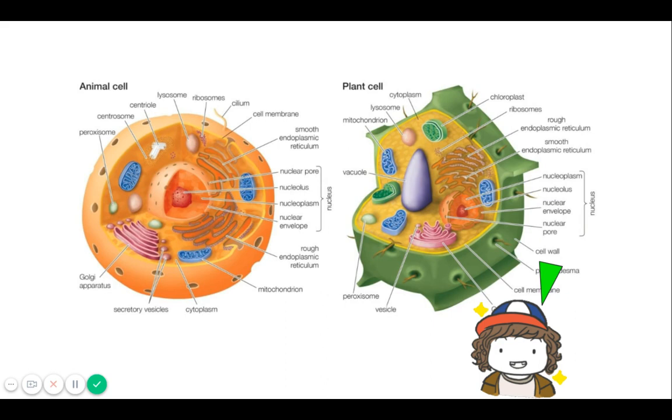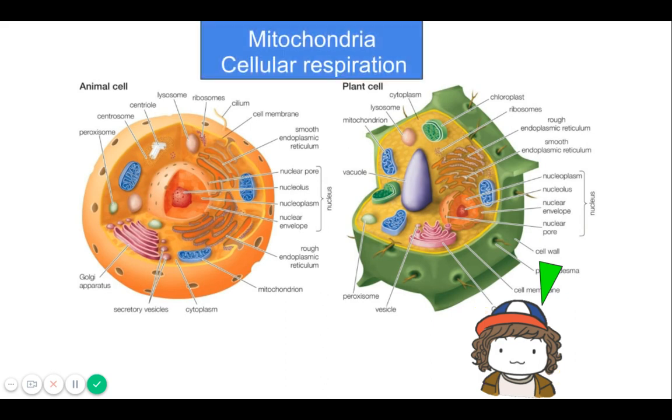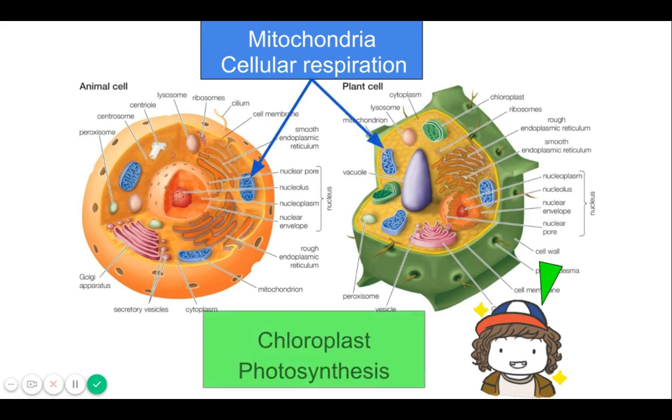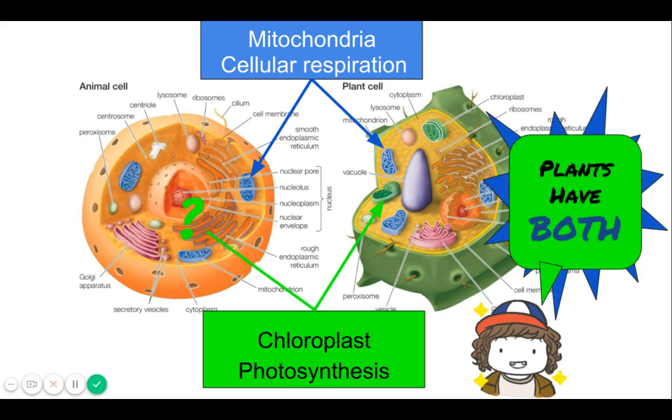This is an animal cell. And this is a plant cell. Mitochondria, cellular respiration, is here and here. Chloroplast, photosynthesis, is here and here. Plants have both.